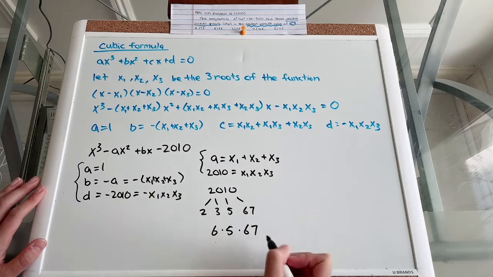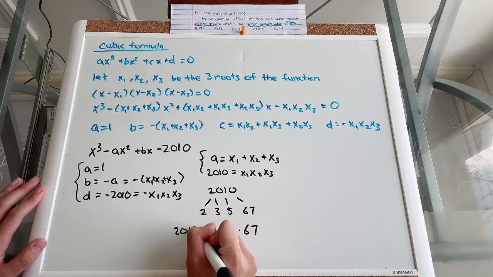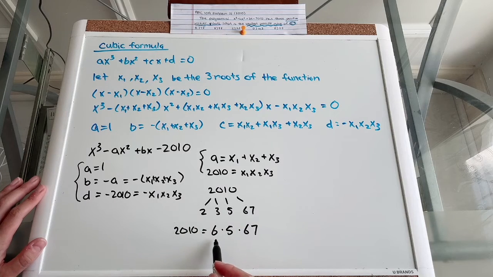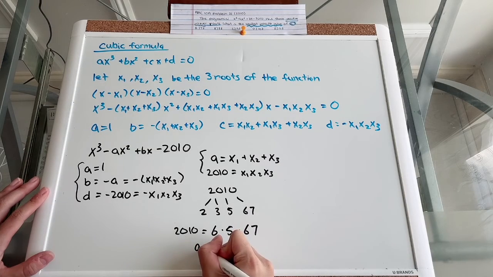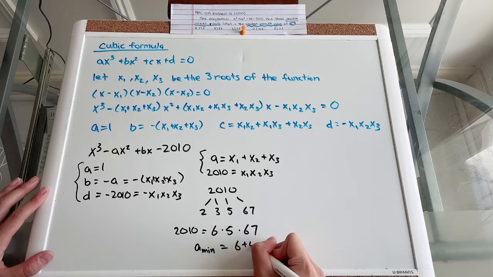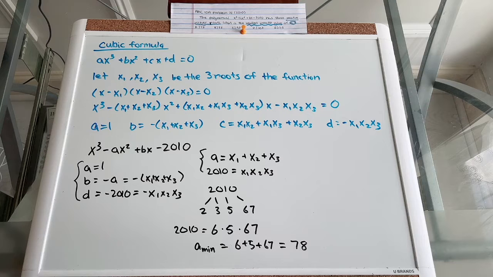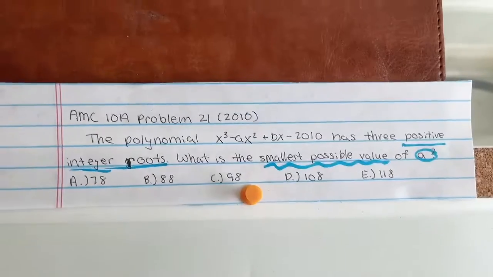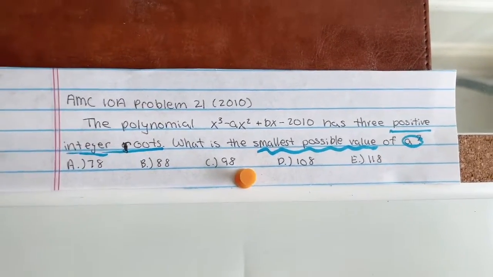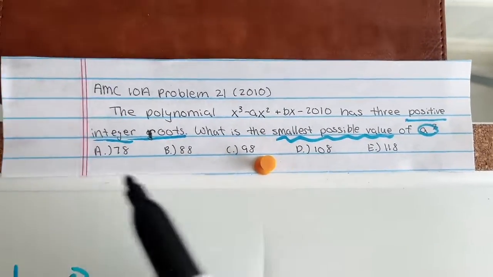This would equal 2010. And then x1, x2, and x3 would be 6, 5, and 67, not in any particular order, but just in general. So the minimum of a, or a min, is equal to 6 plus 5 plus 67, and that is 78. So the smallest possible value of a would be 78. Now let's take a look at the answers. From the answer choices here, we can tell that the answer would be A, 78.